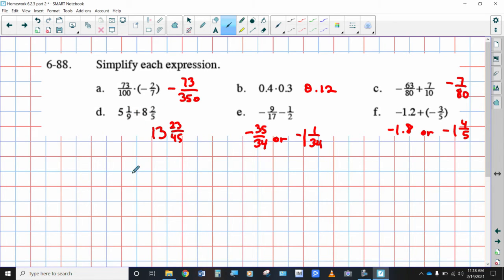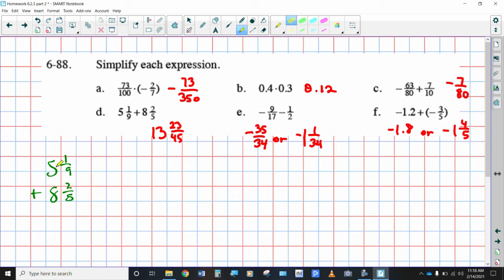I'm going to go ahead and do B. And if you need me to do any other problem, just send me a line, email, ask me in class, whichever. I will work this out for you. But this is a little tricky, so I'm going to stack them. 5 and 1/9 plus 8 and 2/5.